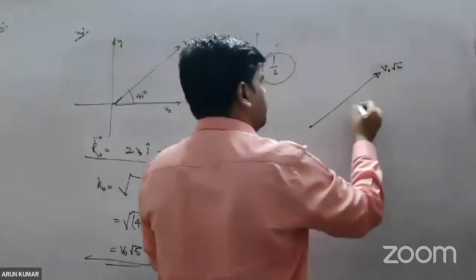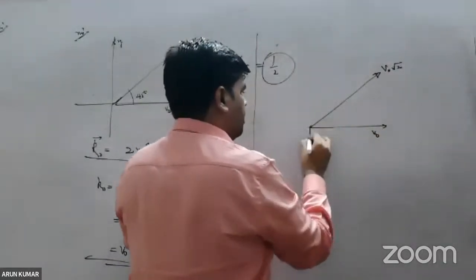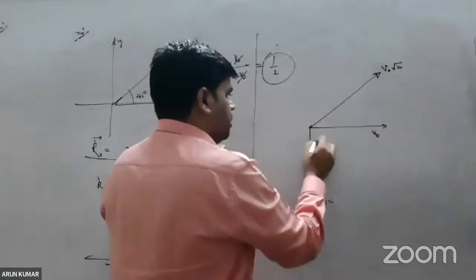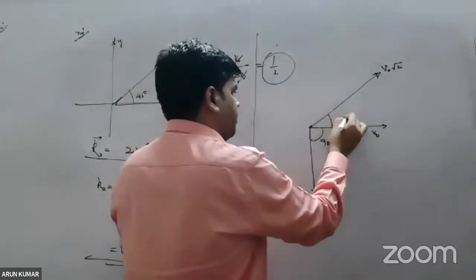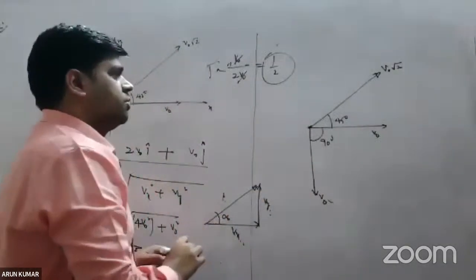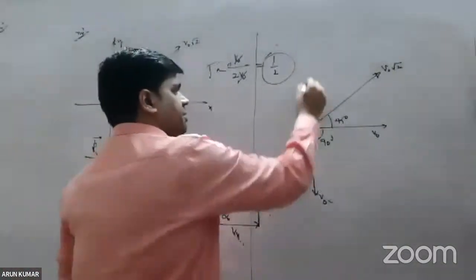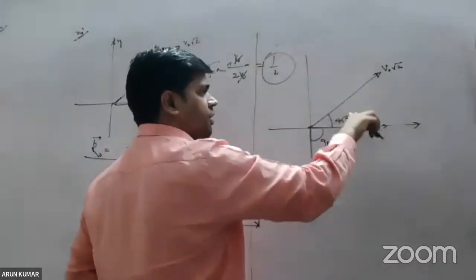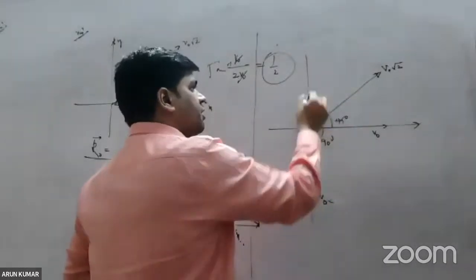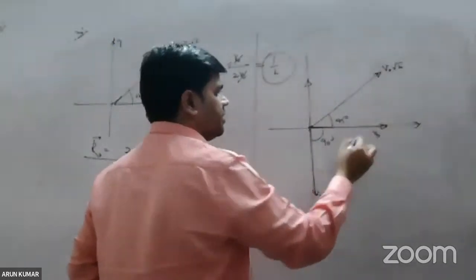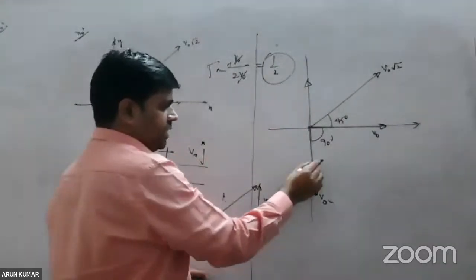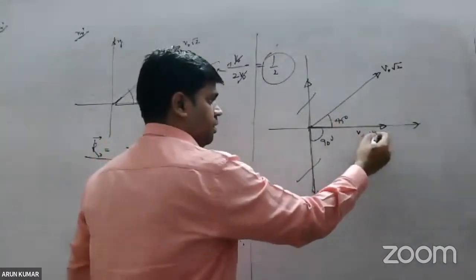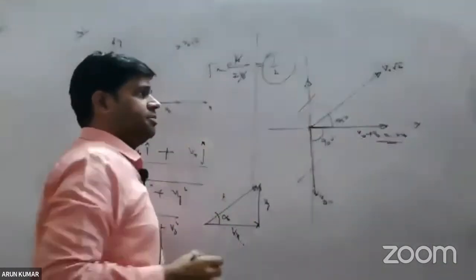V naught root 2, V naught, V naught root 2, sorry, V naught. This is 90, this is 45. I have to find the resultant of all these three vectors. So what do I do? Let's go for one method. I take components. This component is V naught root 2 cos 45, which is V naught. V naught root 2 sin 45 is V naught. So there is V naught over here and V naught over here. This V naught and this V naught get cancelled out. What remains is only V naught plus V naught, which is 2 V naught. That's the resultant. Simple.